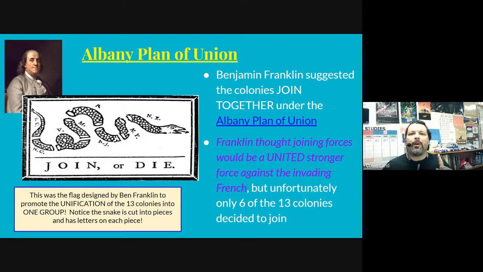So he puts together a plan. What's the name of the plan, kids? The Albany Plan of Union. And then he designs that flag. You see the flag with the animal in there? That's pretty cool, right? At the bottom, what does it say? Yeah, join or die. He says, we got to unite to be stronger against the French, because if not, they're going to defeat us. Unfortunately, not all the colonies decided to join. So the Albany Plan of Union was kind of a failure. Yeah, make sure you get that answer on your note sheet. Pause it if you need to, okay?